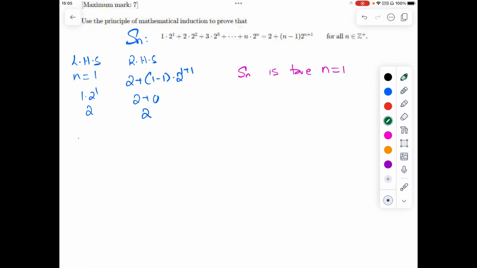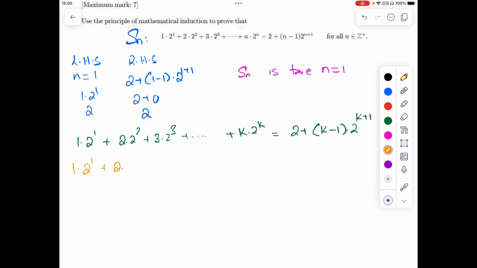Now, let us assume that it is true for n equals k. 1 times 2 plus 2 times 2 square plus 3 times 2 cube plus and so on plus k times 2 power k equals 2 plus k minus 1 times 2 power k plus 1. Now I have to prove that it is true for n equals k plus 1. So, plus and so on plus k plus 1 times 2 power k plus 1. It has to be proved.